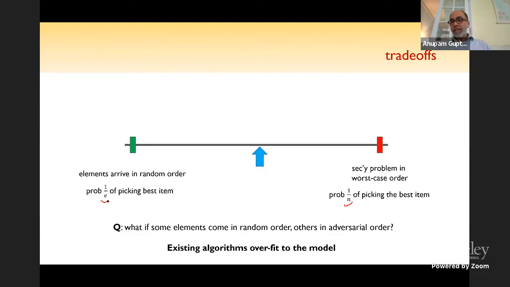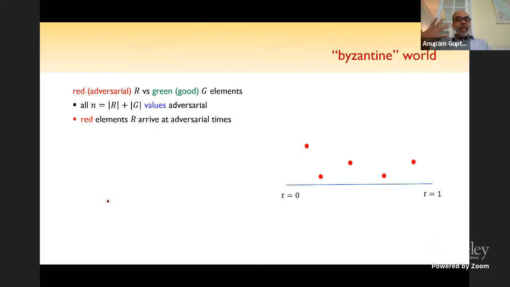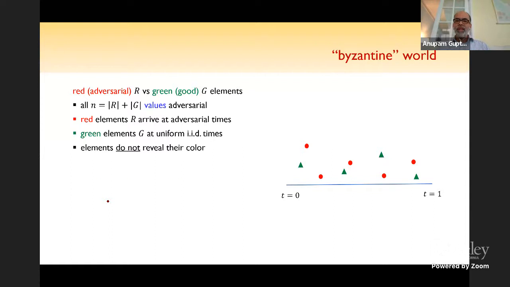So that's the setting in which we come in and we ask the question, what happens in a sort of Byzantine world? So let me just make the model formal. The model says, well, you have two kinds of items, red and green. Of course, you don't see the colors. All the values are adversarial, as before. The red items come at adversarial times. So the adversary picks the times where they give the red items. The green items come at random times, just as before. So if all the items were green, this is the old problem. If all the items are red, this is the adversarial hopeless problem. Of course, elements don't reveal their colors. And the existing algorithms don't do well. So the question is, can you actually give algorithms that do well?